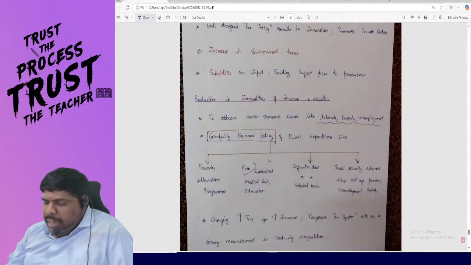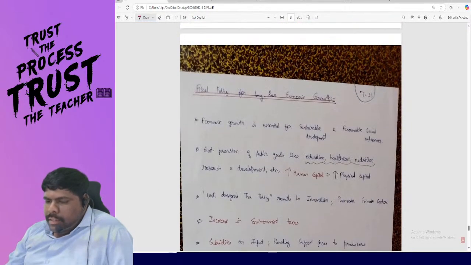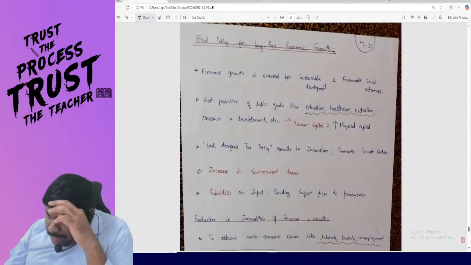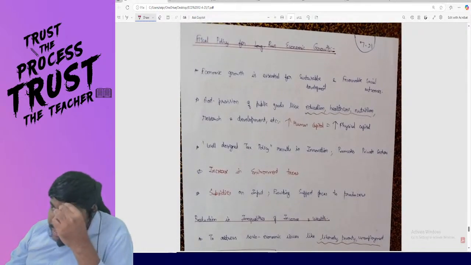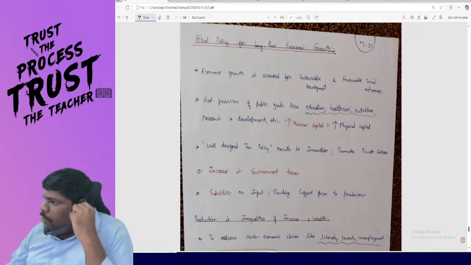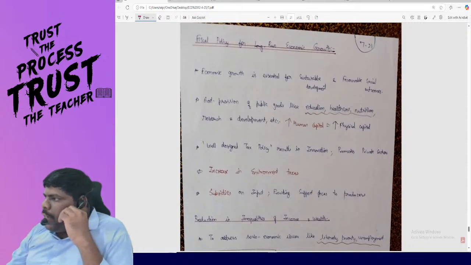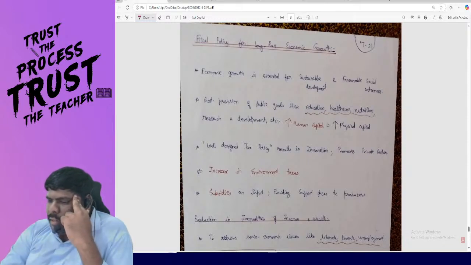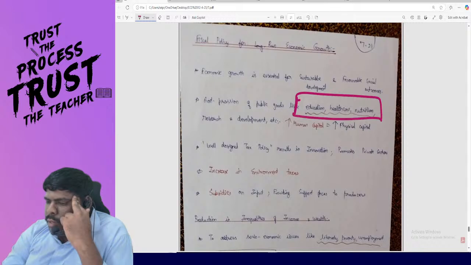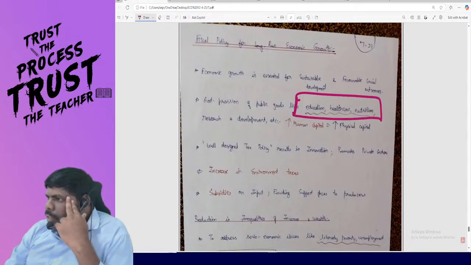Most important area, which has never been tested in exam. See, listen. Fiscal policy for long run economic growth. So in the long run, if you are going to make a frequent income or economic growth, means how we are going to increase growth in the long term. First area was to create a high amount of education and healthcare.